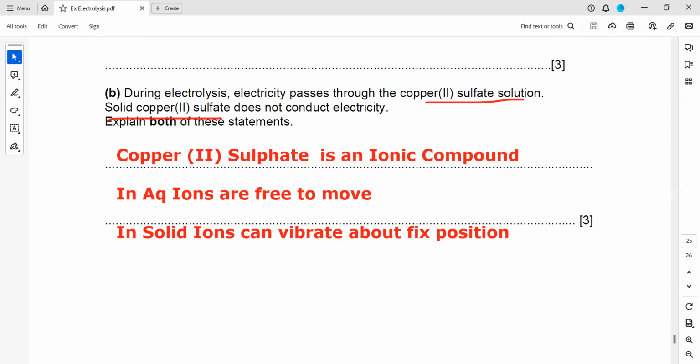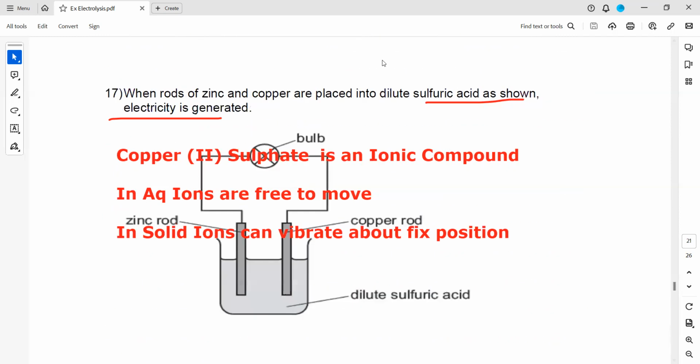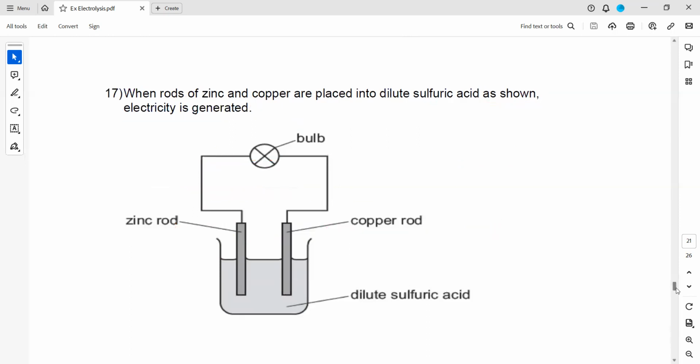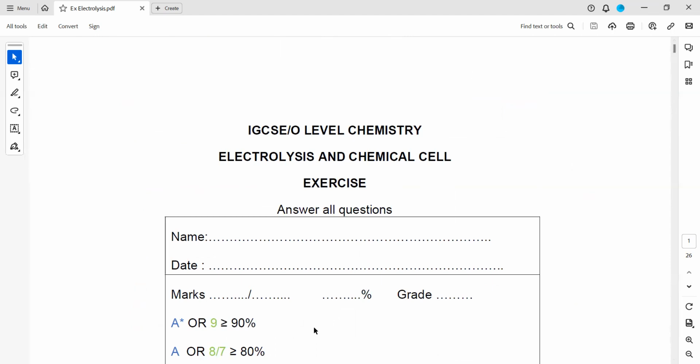Any other question from this exercise? Any other question? So this was the exercise which was related to electrolysis in the chemical cell.